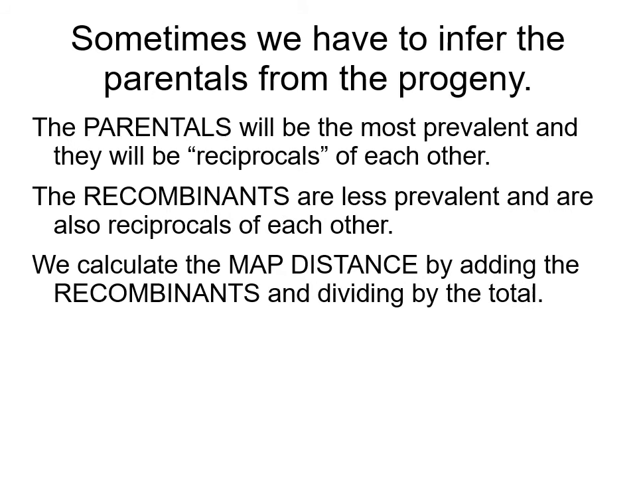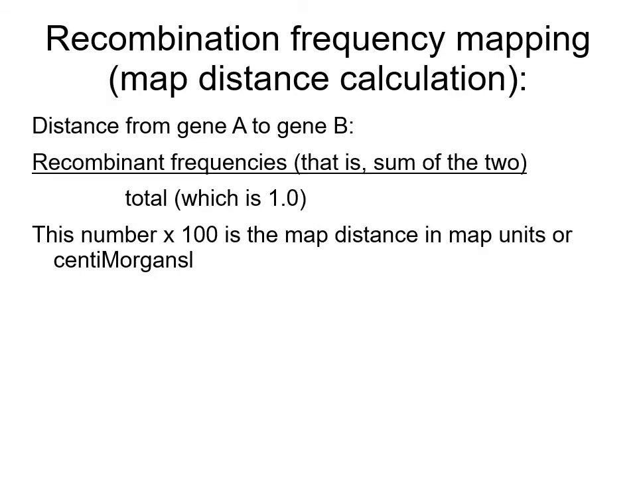Okay, in general, the parentals will be the most prevalent of the progeny, and the recombinants are less prevalent, and they are reciprocals of each other. So we're going to calculate the map distances by adding the recombinants and divide by the total. In general, recombination frequency mapping, the distance, not physical distance, but genetic distance from gene A to gene B, is the sum of the two recombinants divided by the total. And then multiply by 100 to get map units or centimorgans.